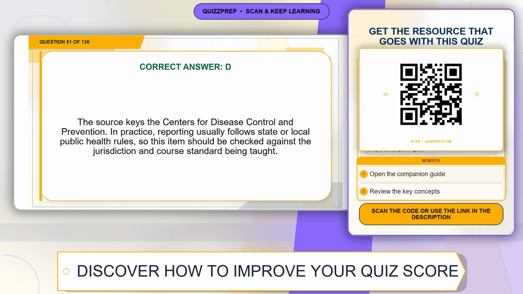Explanation. The source keys the Centers for Disease Control and Prevention. In practice, reporting usually follows state or local public health rules, so this item should be checked against the jurisdiction and course standard being taught.